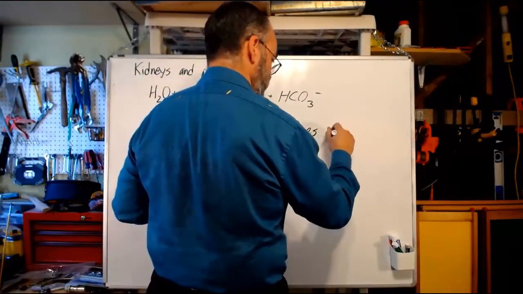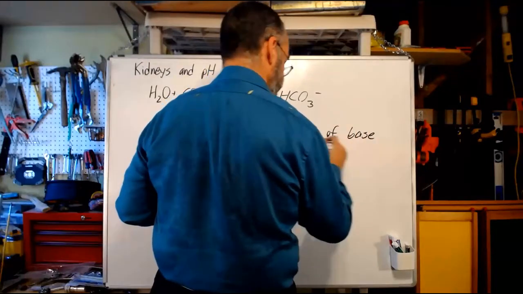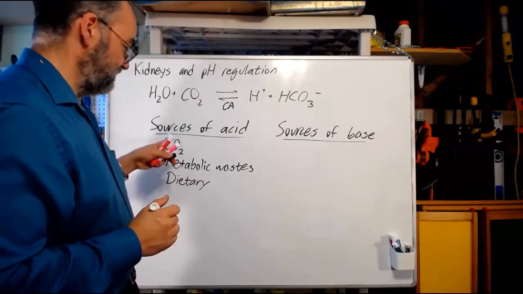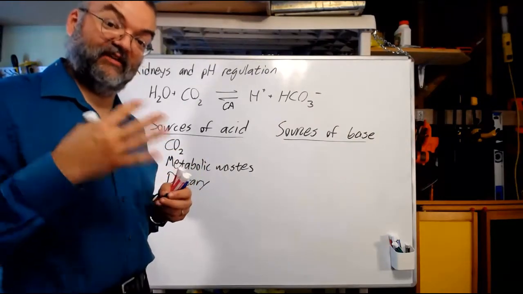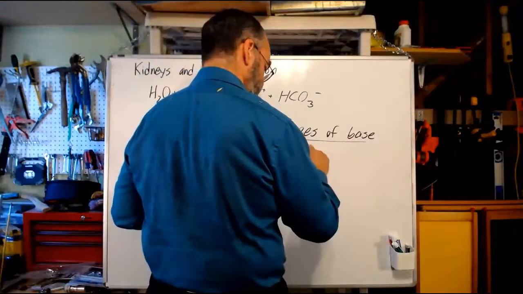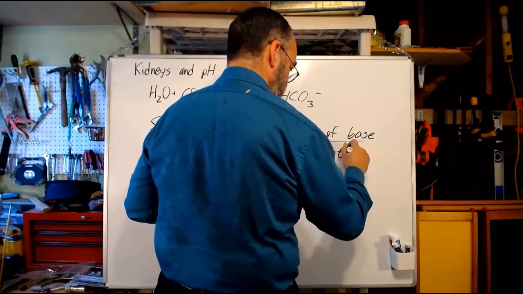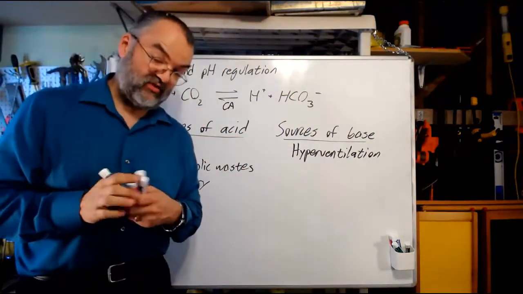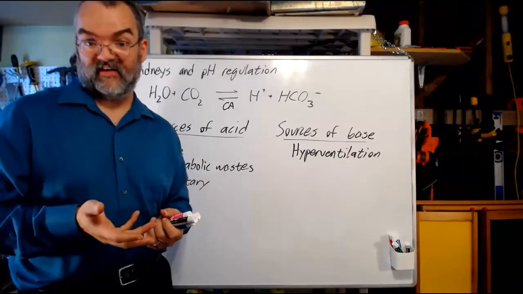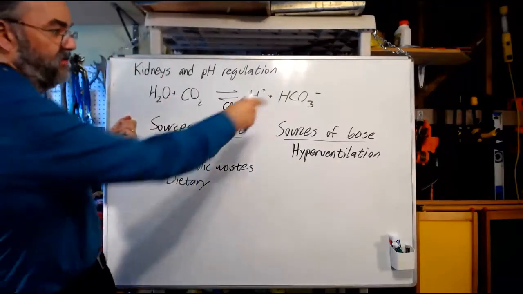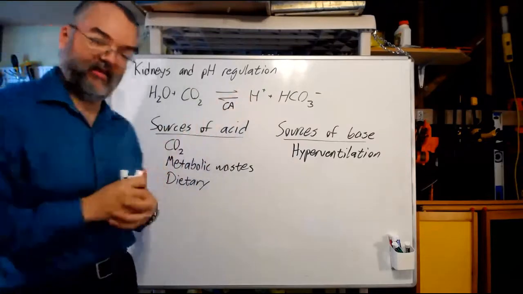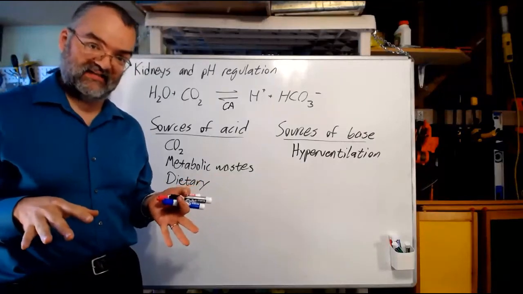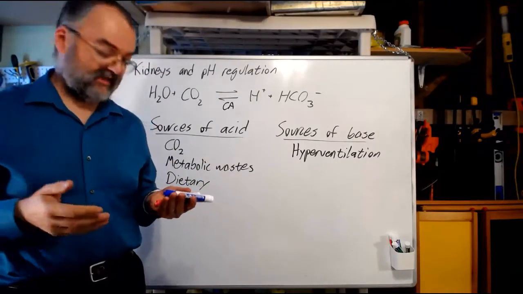What about sources of base? What can make your body more alkaline? Well, hyperventilation, getting rid of CO2, can do it. If I breathe more quickly and or more deeply than I need to, I'm getting rid of CO2 faster than my body makes it. Removing CO2 draws the equation this way, which removes protons from the body, and I become more alkaline. That's actually what produces the lightheadedness and tingly feelings you get in the case when you're hyperventilating.